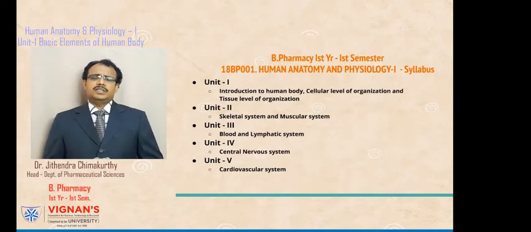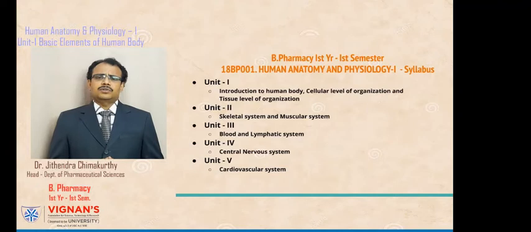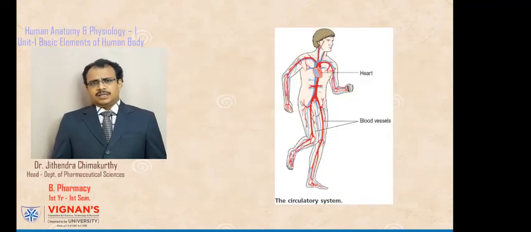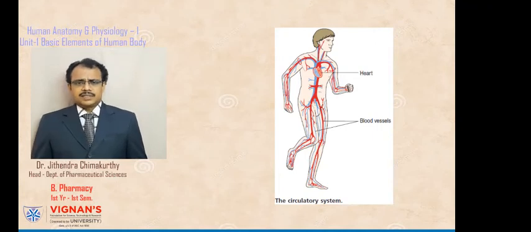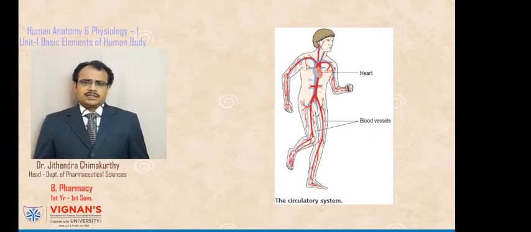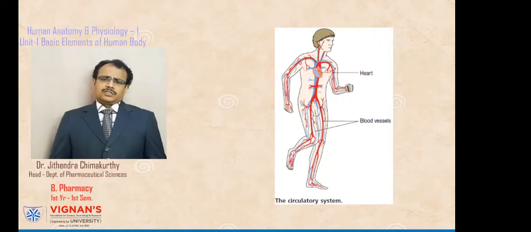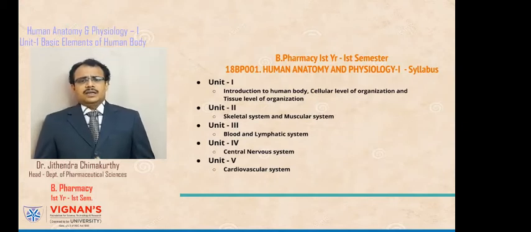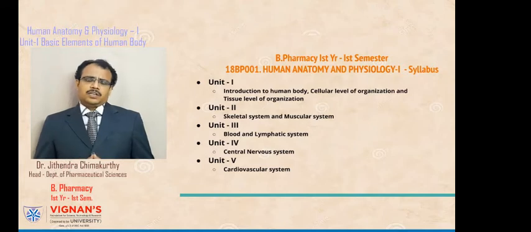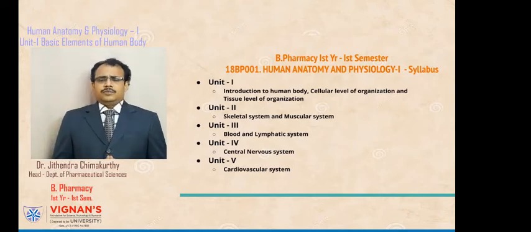Whereas in unit 5 you will be studying the cardiovascular system, under which you will be studying the heart, blood vessels, functions of the heart, physiology of the heart, how blood pressure is regulated, and all. So in this way you will be studying a few systems of your body in the first semester, whereas in the second semester you will be studying the remaining systems.